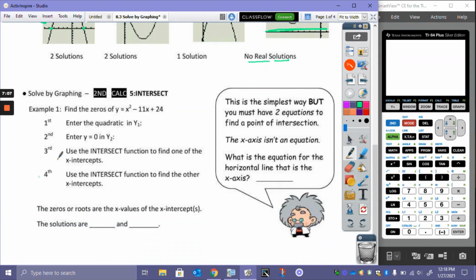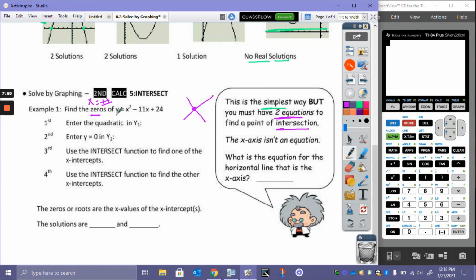So now let's get into our calculator solving for us. This is going to be easy, and it is the simplest way, but there are some things we need to talk about first. So the problem is asking us to find the zeros. When it's asking us to find the zeros, this is our x value of our x-intercept, okay? So in order for the calculator to give us an intersection, right? An intersection means that two lines are crossing. So in order to have that intersection, we must have two equations, okay?